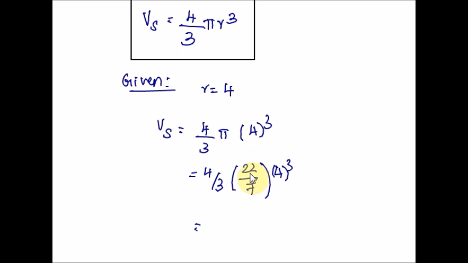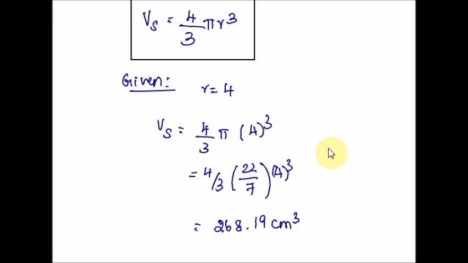By cancelling out and multiplying all the numbers in the top row and multiplying all the numbers in the bottom row, you have to divide the numerator by the denominator. By doing so, I'm getting 268.19 centimeter cube. Hope you are clear with this example. This is how we have to find the volume of a sphere.